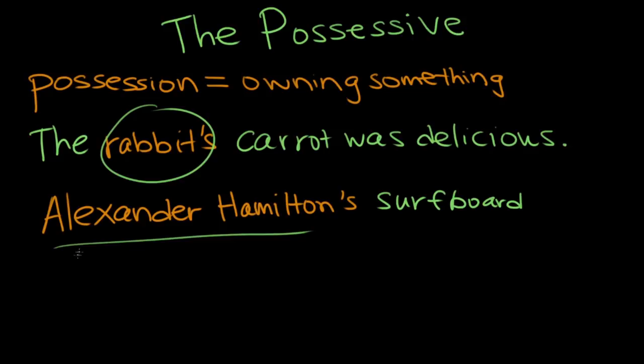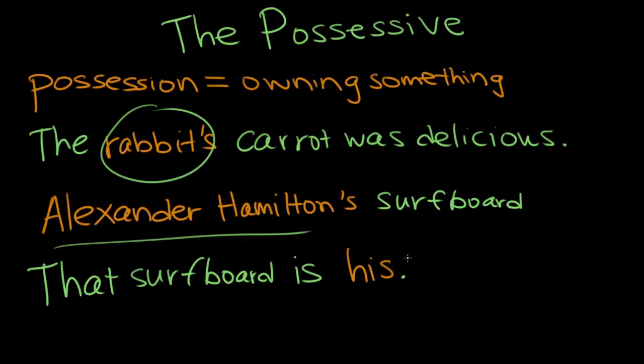So if I wanted to say that surfboard is his, there's no apostrophe in there, right? Right. Or we could just as easily say his surfboard. And I think that's the same as saying that surfboard is Alexander Hamilton's. And you can see that it makes sense to want to put a possessive apostrophe S in there, right? But that's not what you do. Right. This is this one kind of obnoxious exception to the rule. So for possessive pronouns, they never take apostrophes.